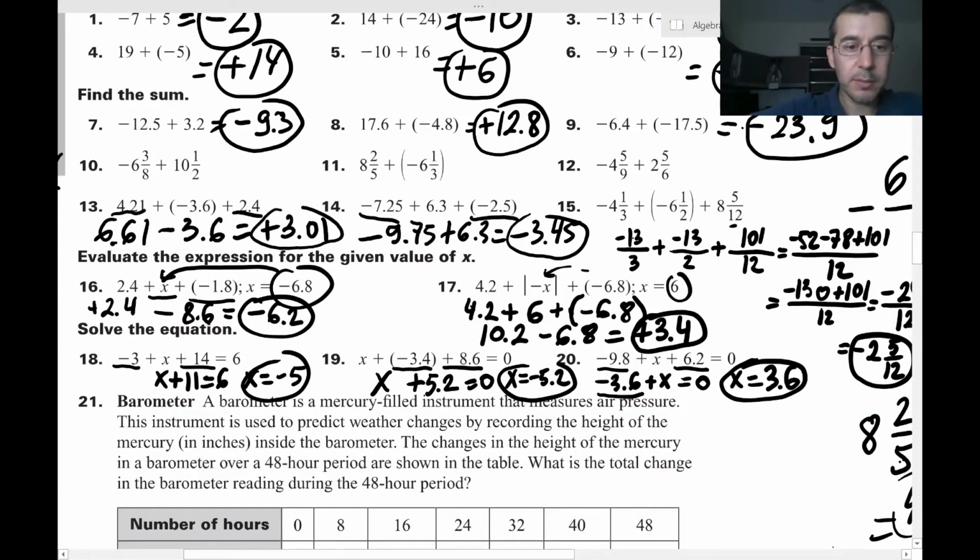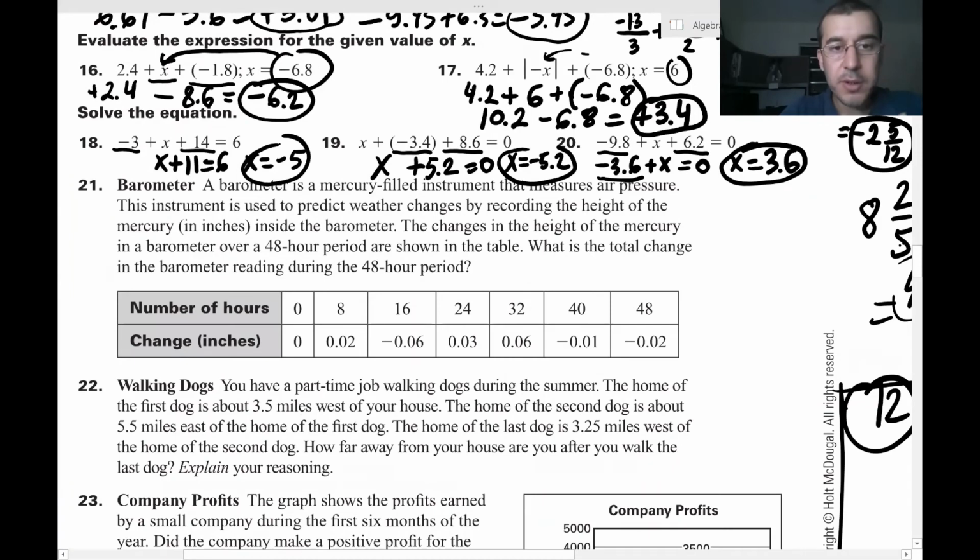21, barometer. A barometer is a mercury-filled instrument that measures air pressure. This instrument is used to predict weather changes by recording the height of the mercury in inches inside the barometer. The changes in the height of the mercury in a barometer over a 48-hour period are shown in the table. What is the total change in the barometer reading during the 48-hour period?